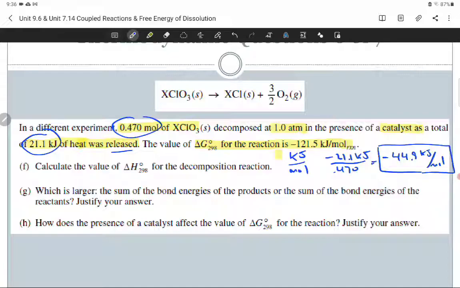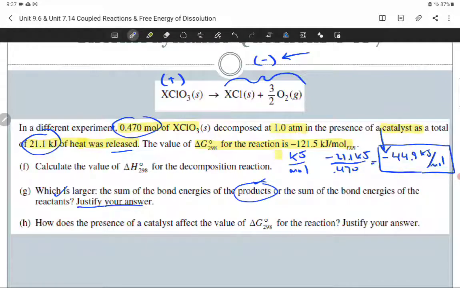Which is larger, products or reactant bond enthalpies? So remember that over here, bond enthalpies are positive. Okay, you have to break those bonds. And then over here, these are all bonds formed. They have to be negative. Well, what's our answer? Our answer is already negative. So that means these negative values have to be greater. So products, and I think I just justified my answer there.